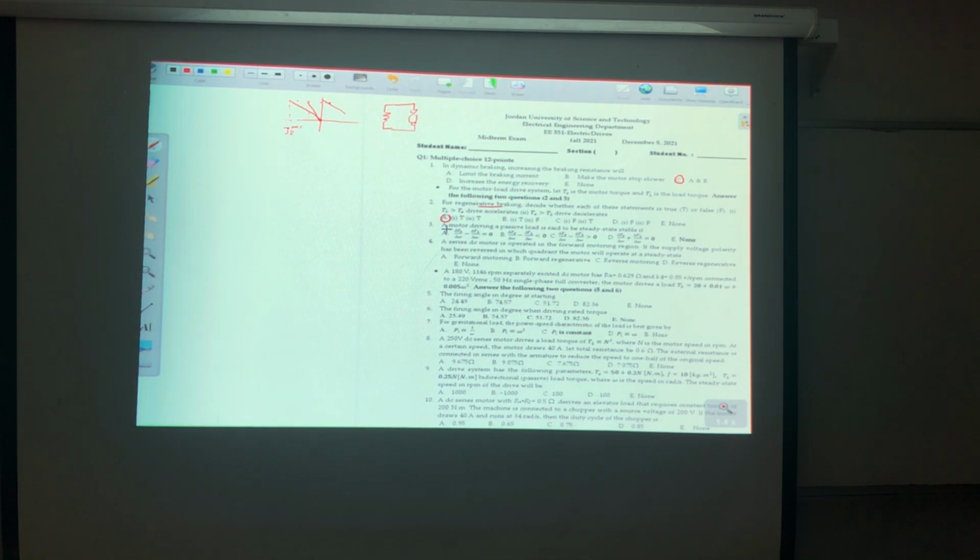Now a motor drive with a passive load is said to be steady-state stable. We already decided, according to the exponent, that the sign must be negative, which means that the variation of the load torque must be greater than the variation of the machine torque. So this will be B, correct?